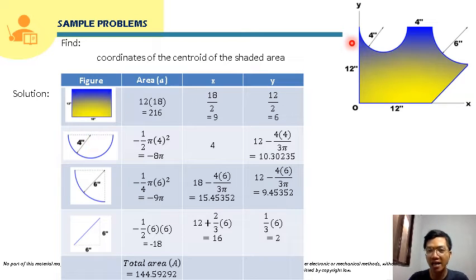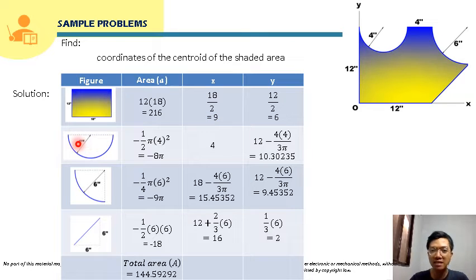For the rectangle, our x and y coordinates will be measured from the reference point. Our reference axes are here: the y-axis is this axis and the x-axis is here. So the reference point will be at this point. The x coordinate will be measured horizontally from the reference point. The x-coordinate of the centroid of the rectangle will be at the center, so its x-coordinate will be half of 18. So that will be 9.